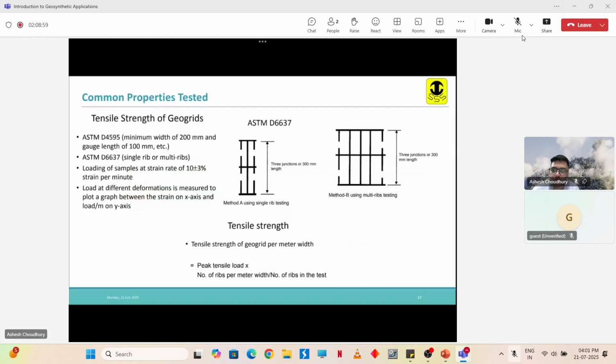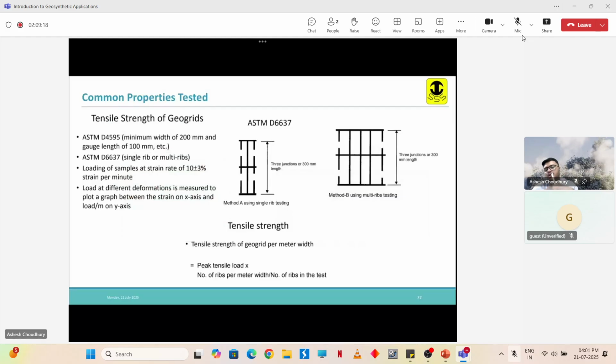Tensile strength of geogrid. So we have ASTM D4595, ASTM D6637, single rib or multi rib. Then we have loading of the sample at a strain rate of 10 plus or minus 3% strain per minute. All these things we have. Okay.